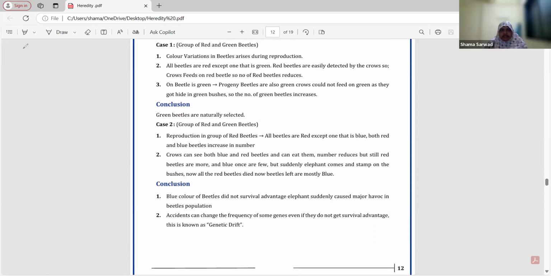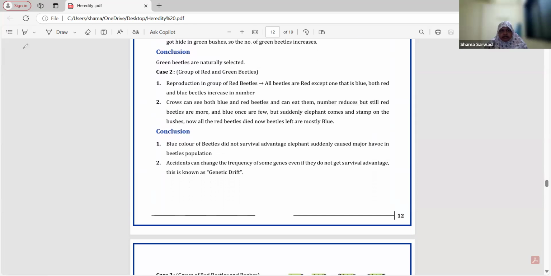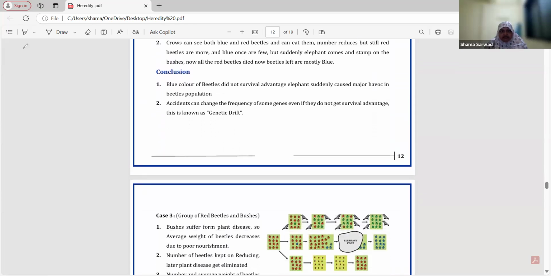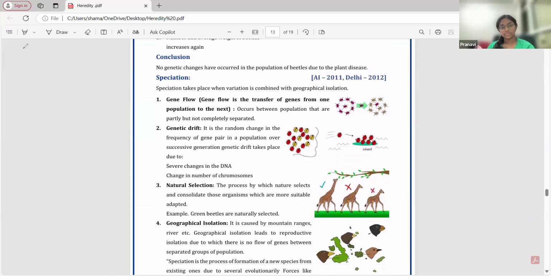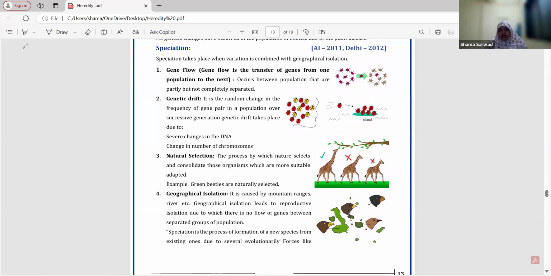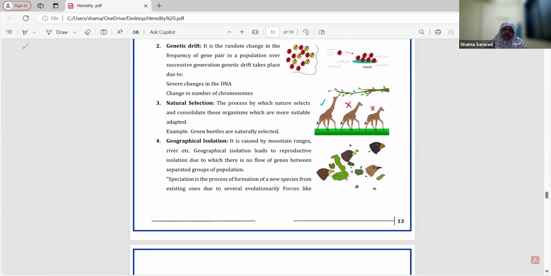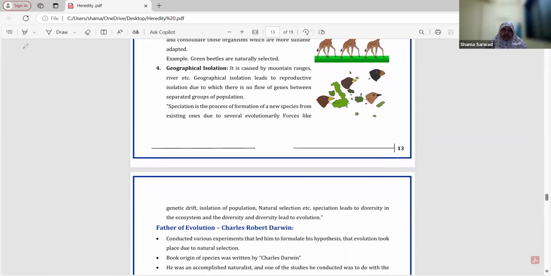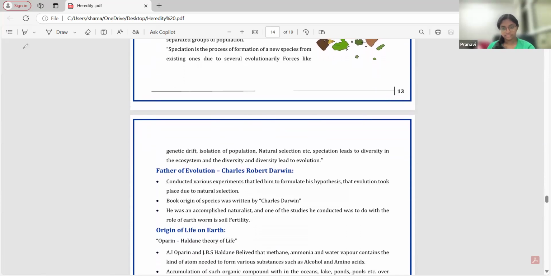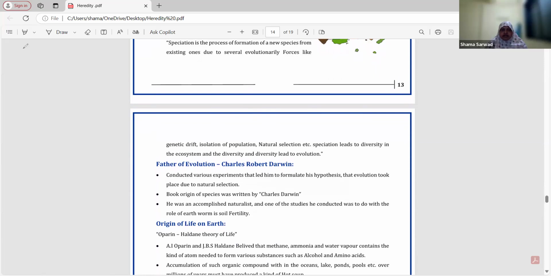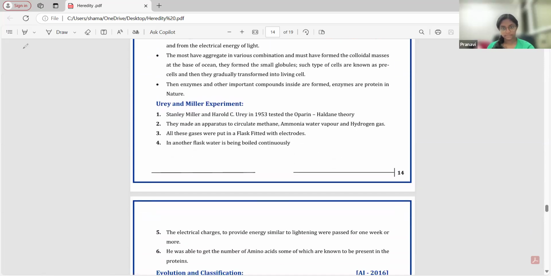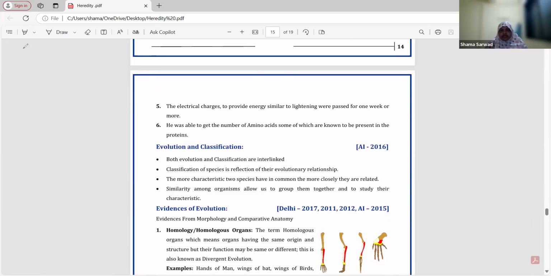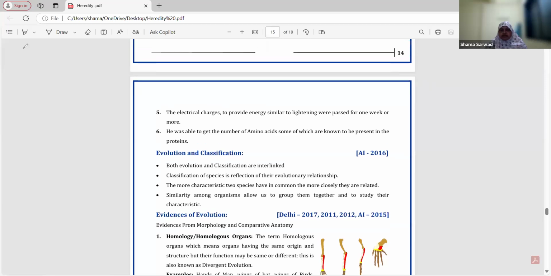Very first, red and green beetles would be there. Later, they didn't survive. Later, some algae would be produced, right? Then there's speciation, how small species are generated, how DNA copies happen, then geographical isolation. Then the father of evolution, Charles Robert Darwin, origin of life on Earth. One experiment is there. Evolution of classification, evidence of evolution.